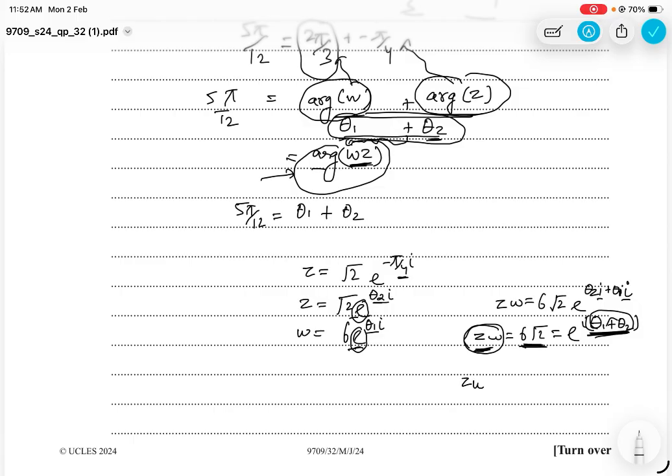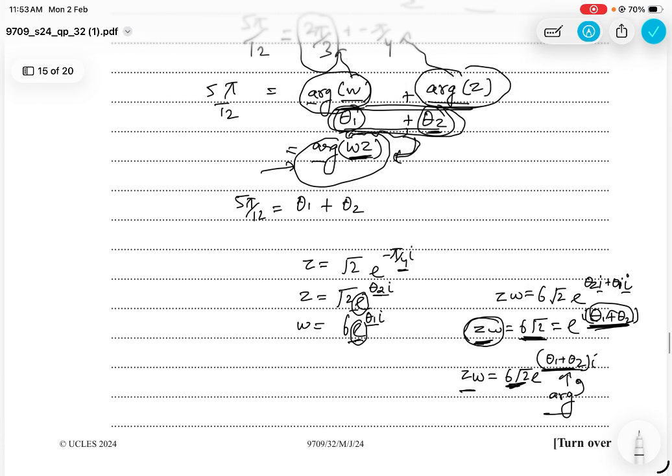What is the argument of zw? It is 6 root 2 e to the power theta 1 plus theta 2 i. This is the argument, right? So if we are adding them, that is the same as argument of wz. See, this is the argument or not? Yes or no? Modulus is not same. Modulus would be different. Okay, got it or not? We have to calculate the value of theta 1 plus theta 2. So we can write it like this as well.